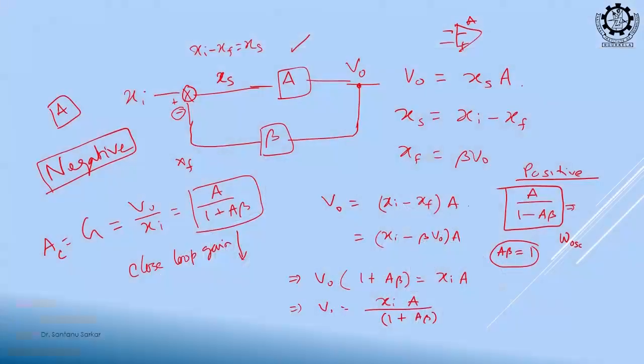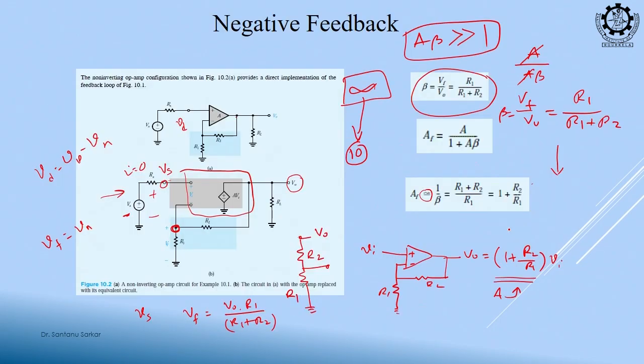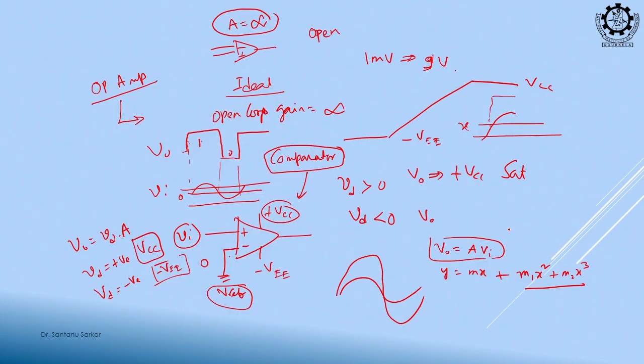And that is the structure. For negative feedback, the closed loop gain is A by 1 plus A beta. In case of positive feedback, it will be just opposite, it will be A by 1 minus A beta. And we also discussed how this structure can be useful in case of an op amp. And we also discussed why an open loop op amp is not useful as an amplifier, it is useful as a comparator, not as an amplifier.